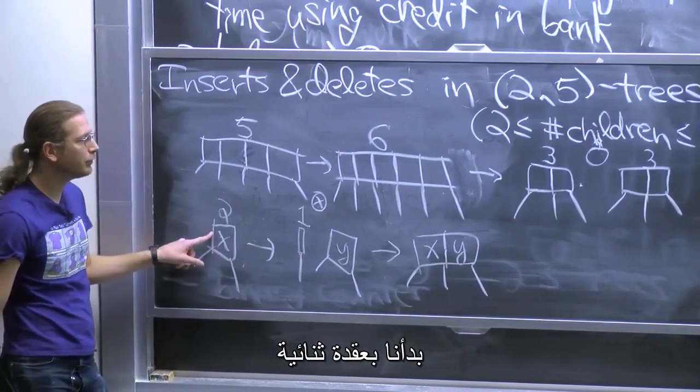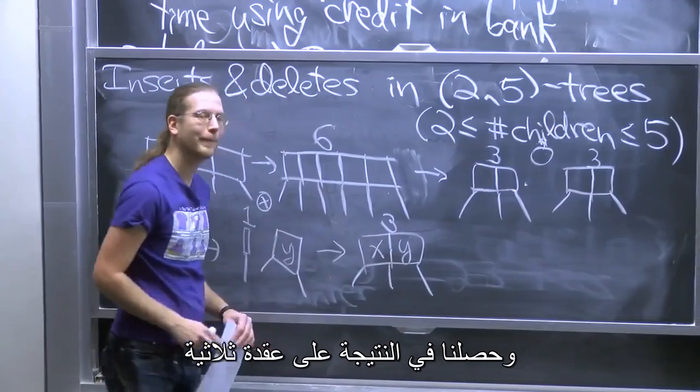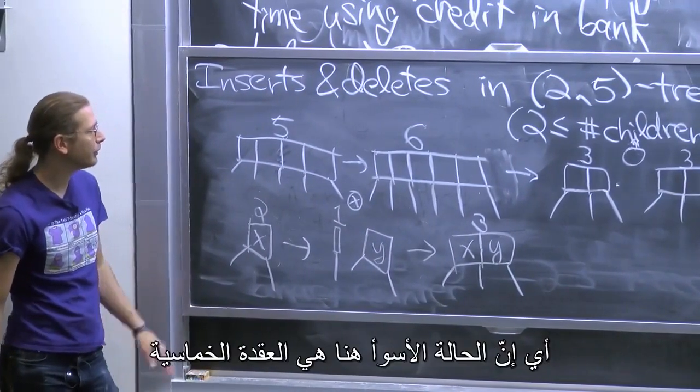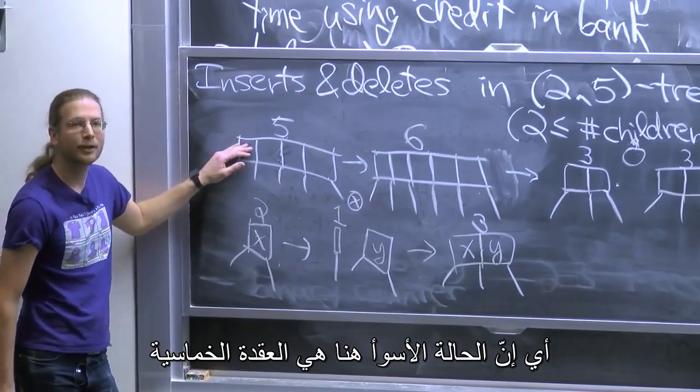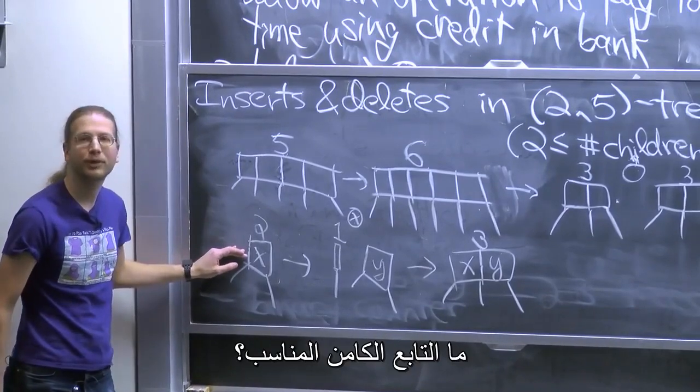We started with a 2 node here. We ended up with a 3 node. That's good. It's different at least. So the bad case here is a 5 node. Bad case here is a 2 node. What should I use? A potential function?